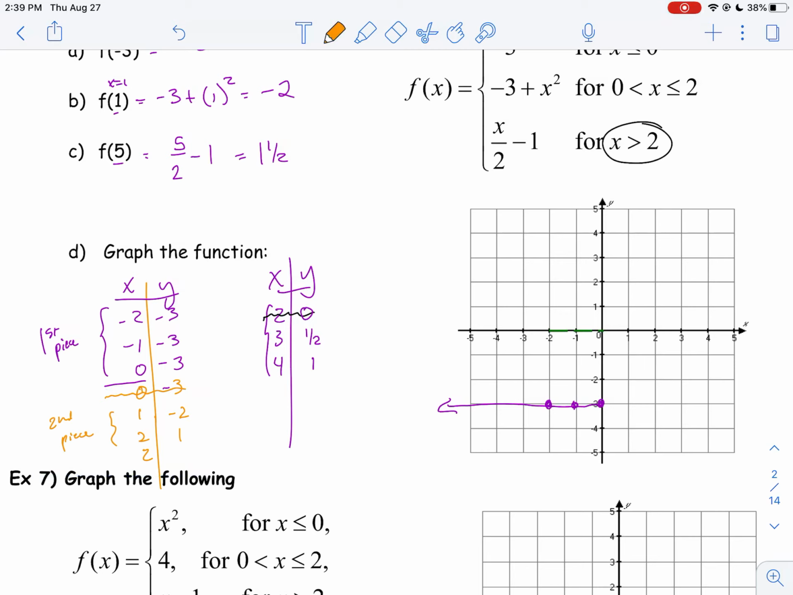Okay, so now I'm going to plot 1, negative 2, and 2, 1. Here's the deal. We don't always connect it to here, but since this number is negative 3, we are going to this time. Let's look at the next one.